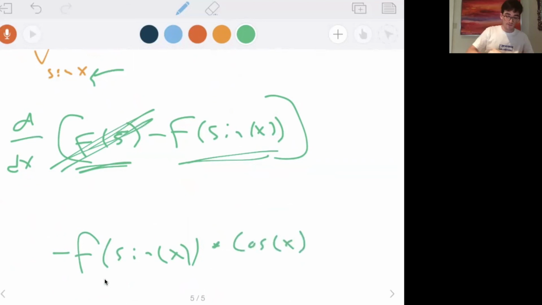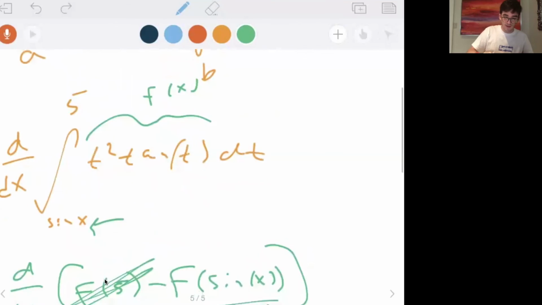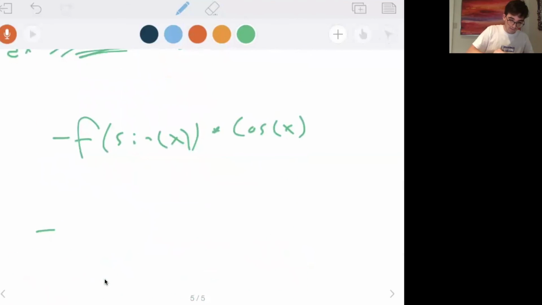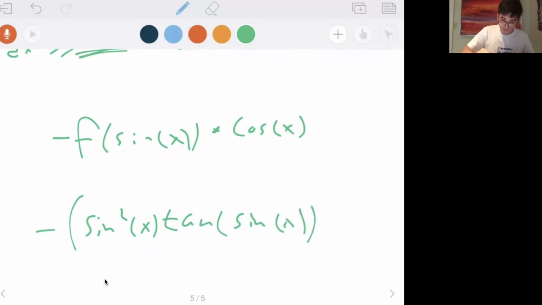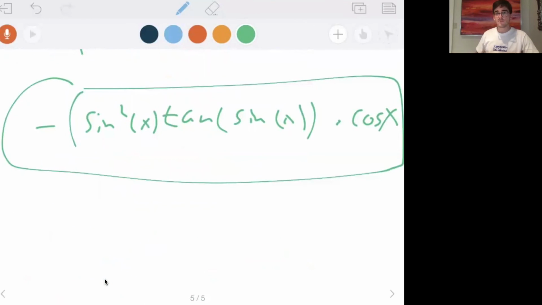We can't leave it like that because we have to get rid of that f. We have to put it back in terms of what they give us. So since f we decided was t squared tan t, it's just going to be negative sine squared x tan of sine x, and then of course times cosine x. So clearly it's not a nice looking answer, but that's just how it is. It's not always going to be so nice. Welcome to calculus.